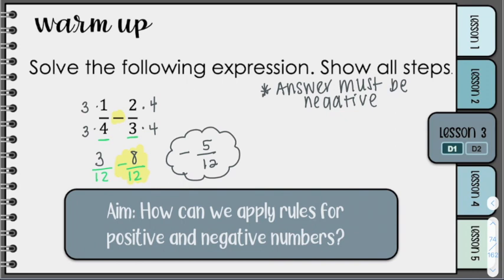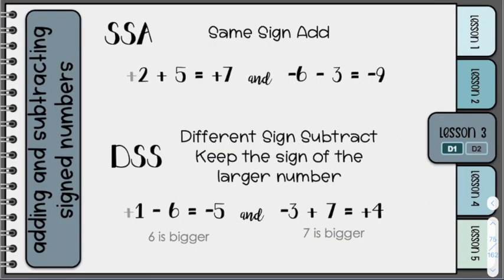Okay, let's move on to the first example in the lesson. So you want to make sure you are, same sign add, and this is when you're adding and subtracting signed numbers. So let's say same sign, you're adding, you get 7. It's a positive 7. Same sign, negative 6, negative 3, you're going to get 9 because 6 plus 3 is 9. But here is a negative and a negative, so that means your answer is going to be negative.